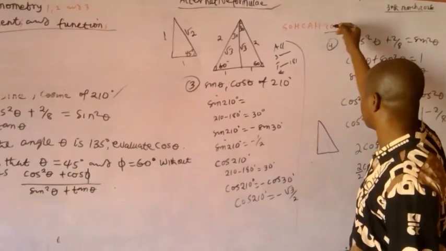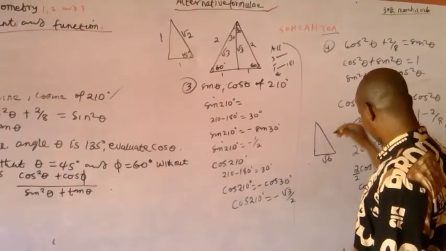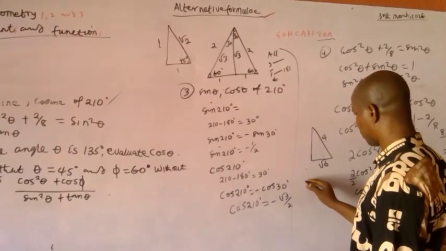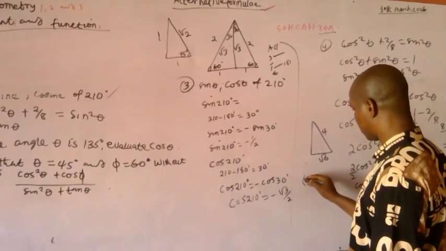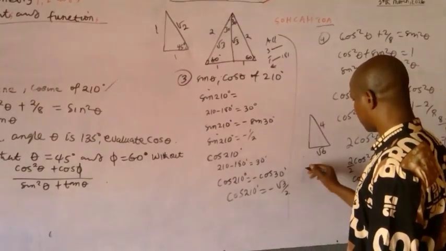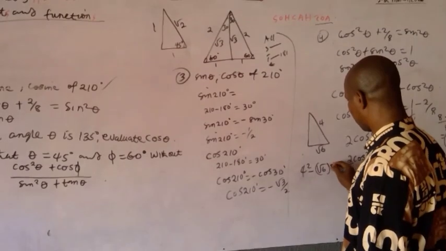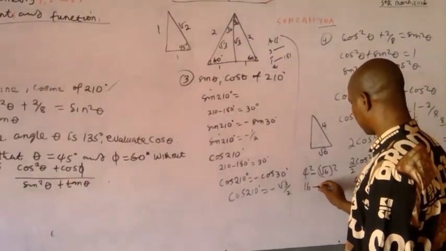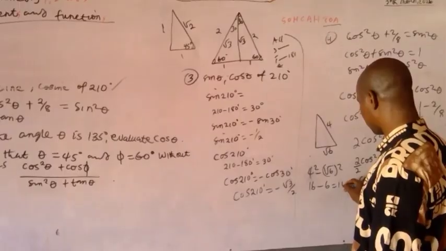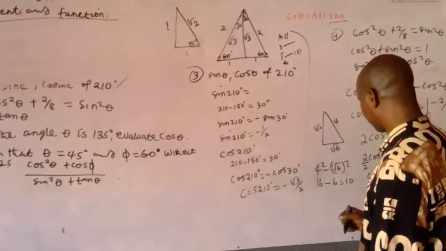So don't forget that here is adjacent. So we are saying root 3, root 6 here. Here is the hypotenuse. So for you to get this side, you need to square it. Square this root 6. Then you need to say 4 squared minus root 6 all squared. So here, don't forget, here is 16. Here is 6. 16 minus 6 is 10. The square root of 10 here becomes the square root of 10.